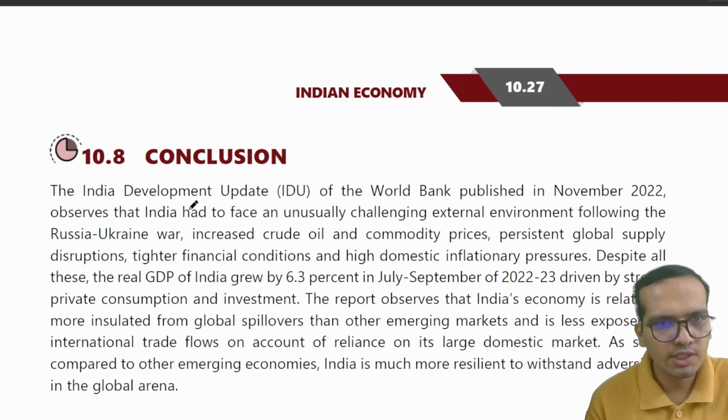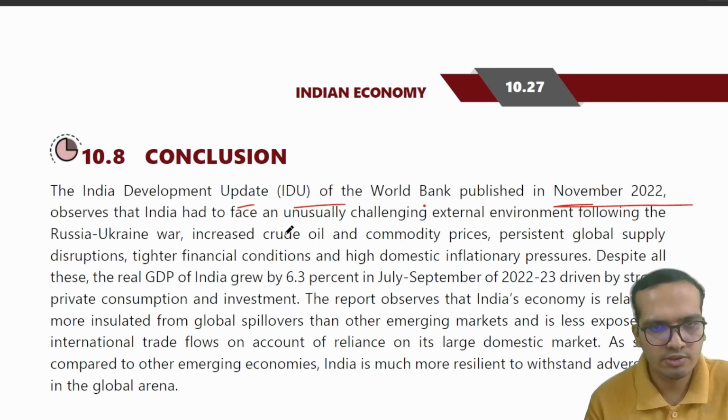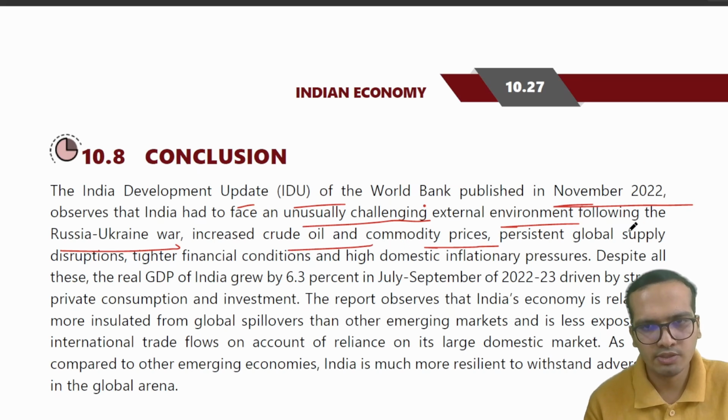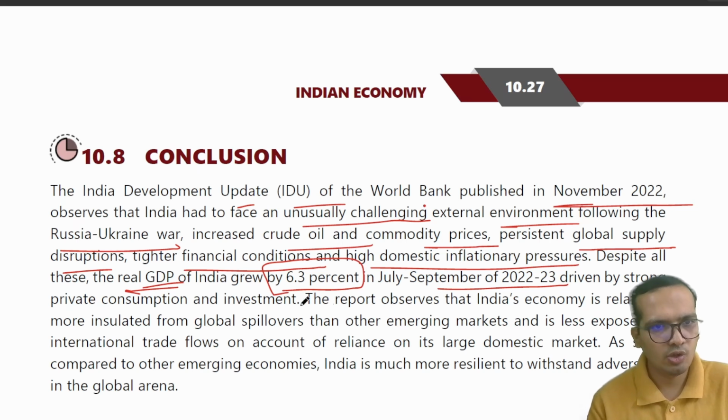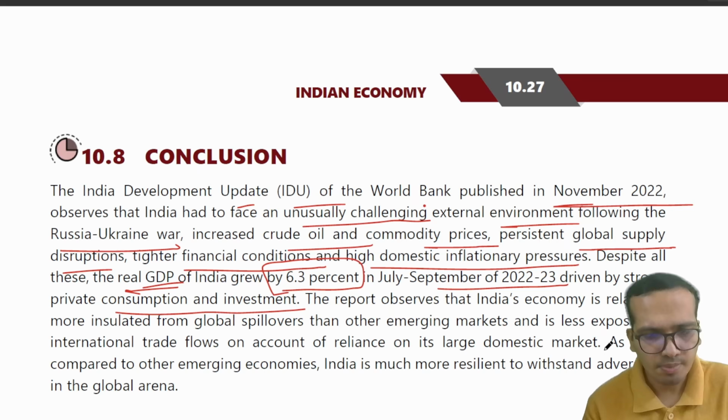Conclusion. The India Development Update (IDU) of the World Bank, published in November 2022, observes that India has to face an unusually challenging external environment following the Russia-Ukraine war, increased crude oil and commodity prices, persistent global supply disruptions, tightening financial conditions and higher domestic inflationary pressures. Despite all these, the real GDP of India grew by 6.3% in July to September of 2022-23, driven by strong private consumption and investment.